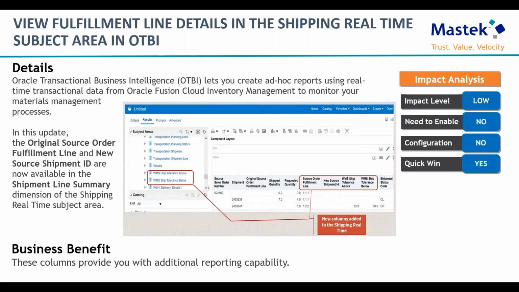Now, view fulfillment line details in the shipping real-time subject area. You have these new features coming: order source line, fulfillment line, and new source shipment ID. Along with the shipment line summary, these details are now available in the shipping subject area, which you can utilize to build any other ad hoc reports.